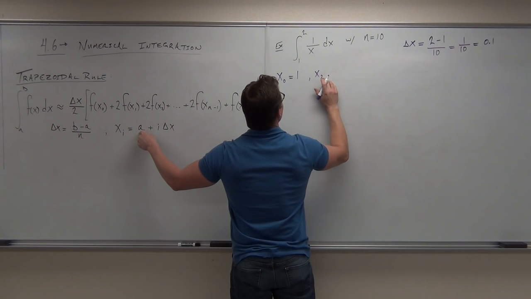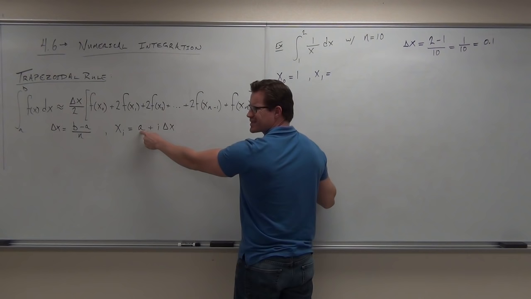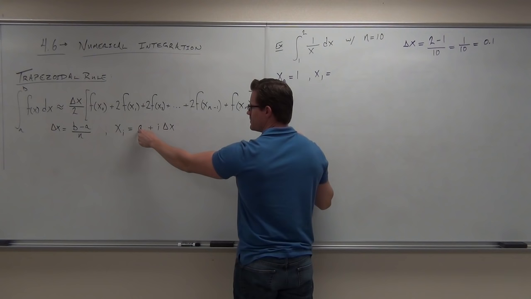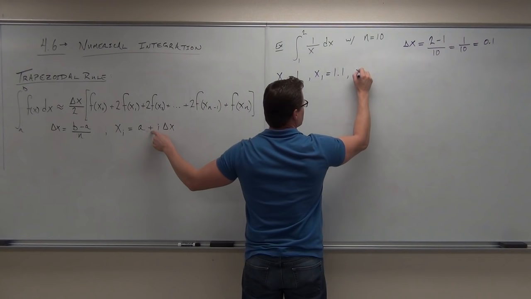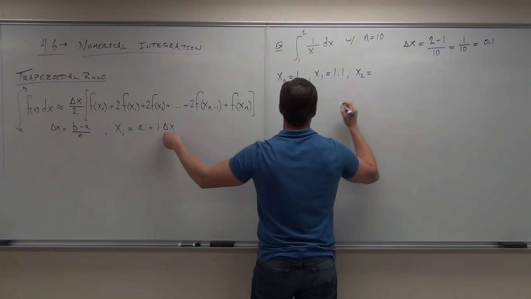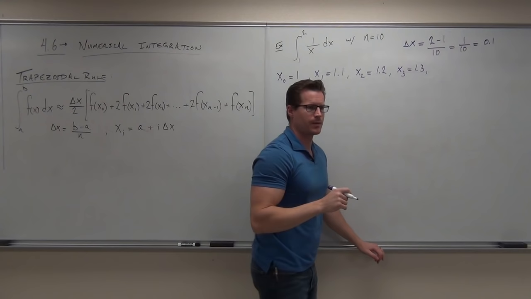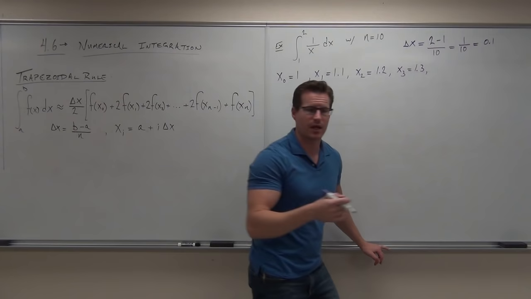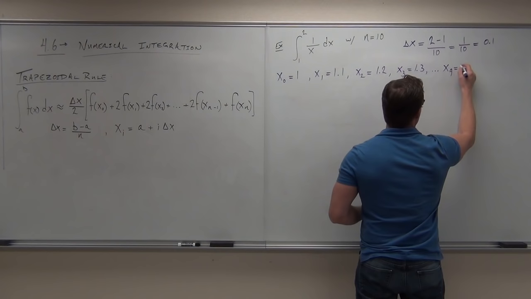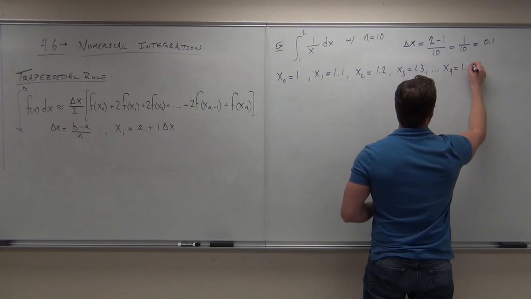X sub 1 says this. Start at a, what's a again? 1. And add 1 times delta x. So it would be 1 plus 0.1, or just 1.1. X sub 2 says start at a, it's 1, plus 2 times delta x. Well, that would be 1 plus 0.2, 1.2. Can you tell me what the next one's going to be? 1.3. What's the next one? And then 1.5, and 1.6, and 1.7, and 1.8, and 1.9. At the very end, we're going to get to x sub 9, that's going to be 1.9. And then x sub 10 gives you 2.